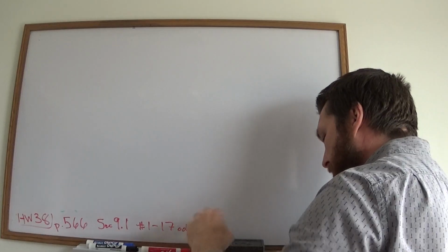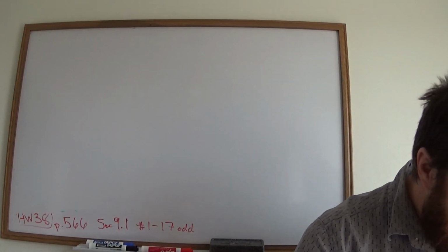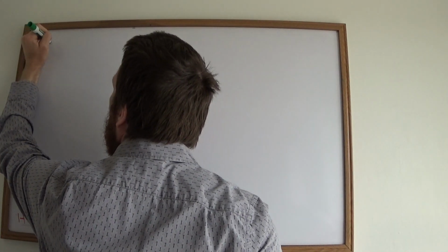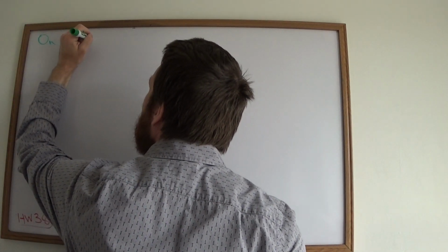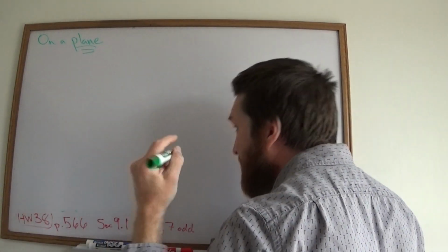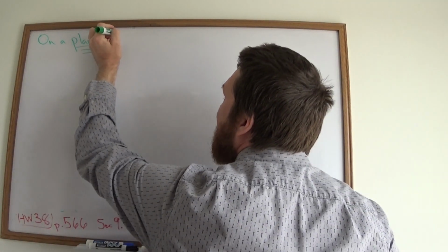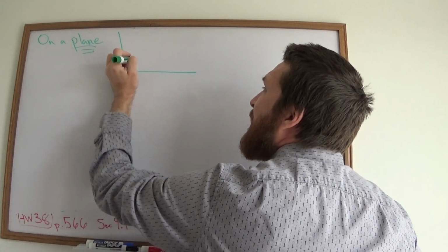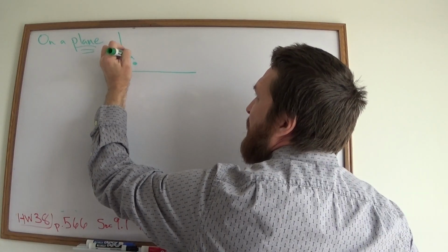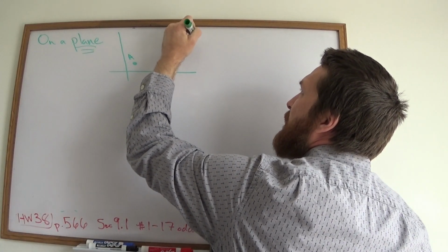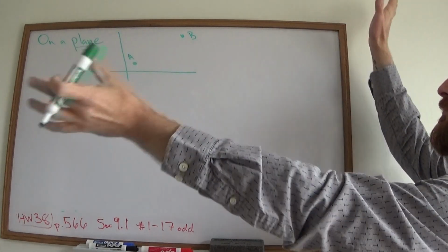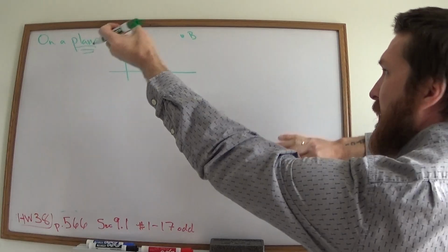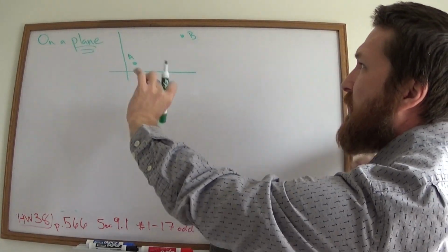Here's the main event. Here we go. On a plane, very important that we're on a plane. Here's my plane. It looks like this. Here are 2 points, A up to B. They could be anywhere. I just happen to put them in the first quadrant. A happens to be there, B happens to be there. They could have been anywhere. Any 2 points on a plane.